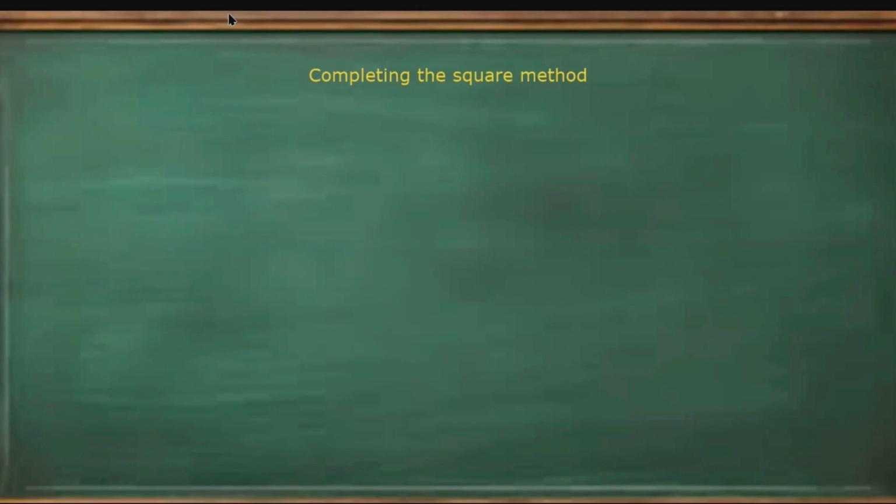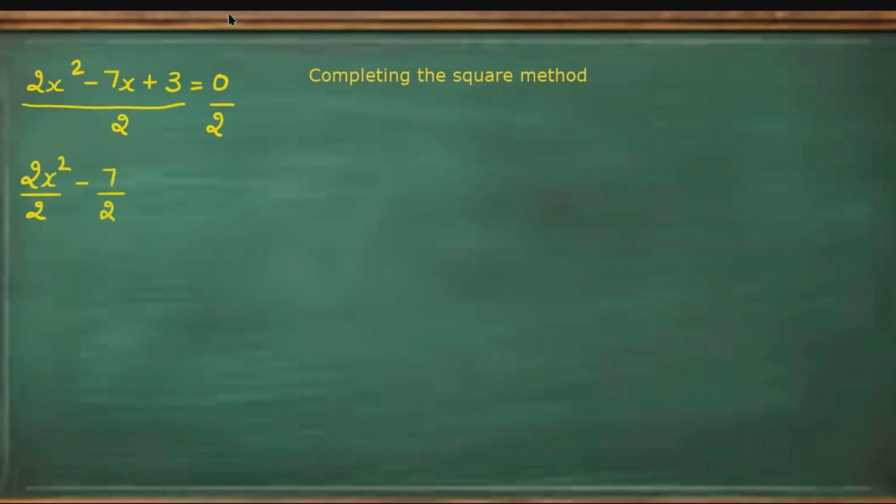So the question is 2x square minus 7x plus 3 is equal to 0. The first thing you have to take care of is if there is any coefficient with x square, we have to remove that coefficient. So we will divide both sides by 2. Then we'll get 2x square by 2 minus 7 by 2x plus 3 by 2 equals 0 by 2, which means 0. 2 and 2 will cancel here. We'll get x square minus 7 by 2x plus 3 by 2 is equal to 0.